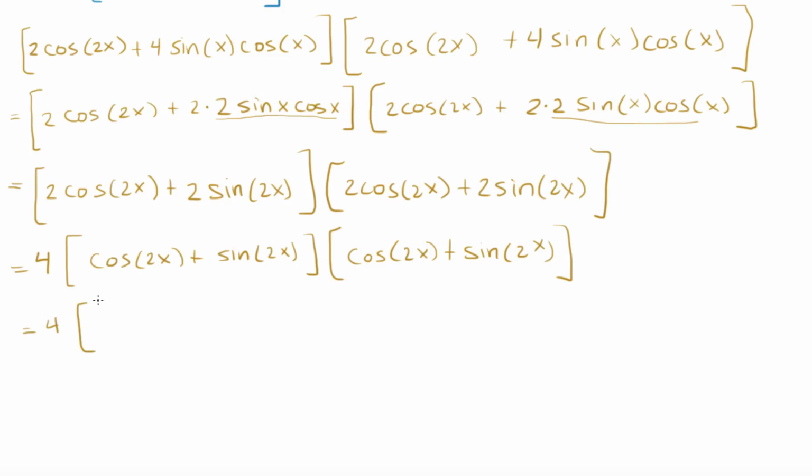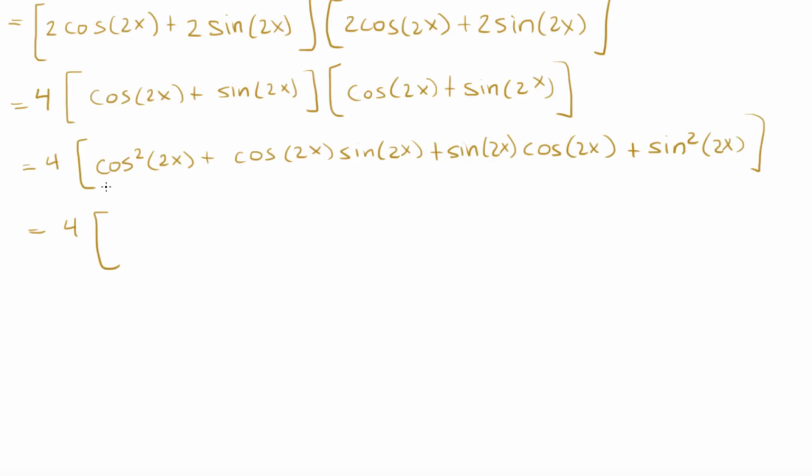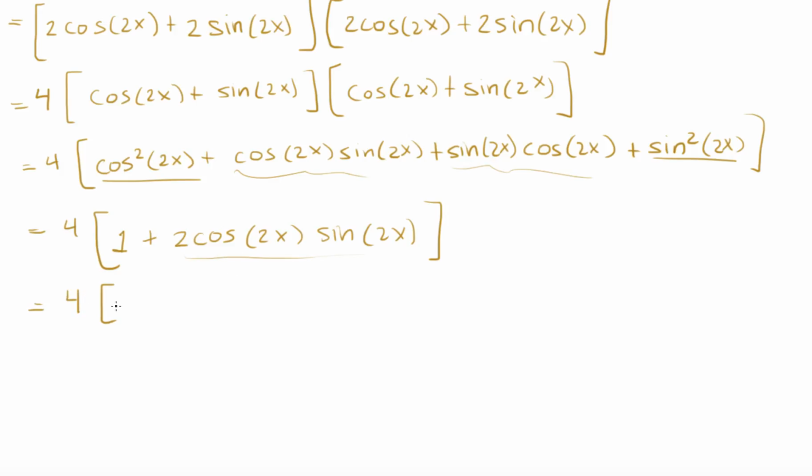Now we FOIL. Cosine times cosine is cosine squared. Cosine of 2x sine of 2x plus sine of 2x cosine of 2x plus sine squared of 2x. Again, we group cosine squared with sine squared, and that gives you 1 plus this, and this gives you 2 cosine of 2x sine of 2x. And again, that's also a double angle identity. So you're left with 1 plus sine of 4x.